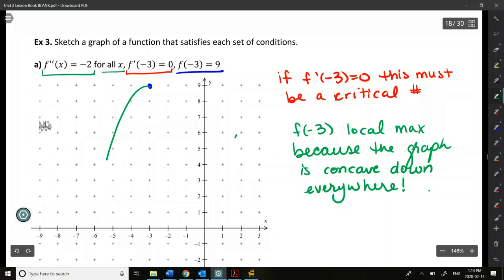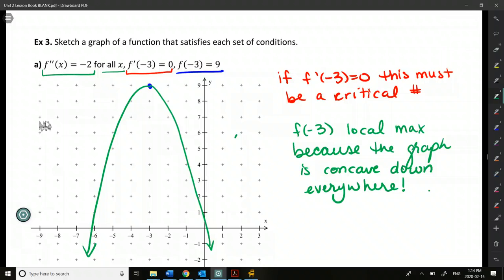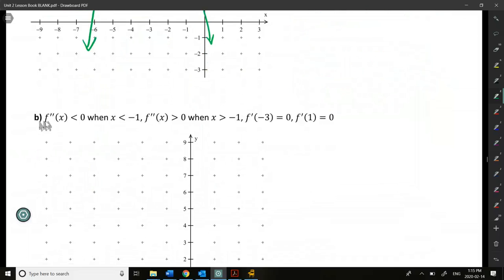Okay, so that means that we must have just something like this, right? With a local max at (-3, 9). Any questions on that one? No? Okay, let's try one more.